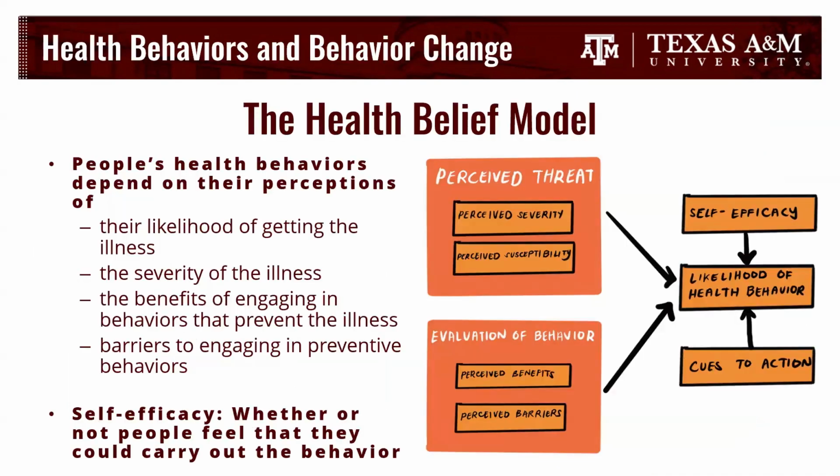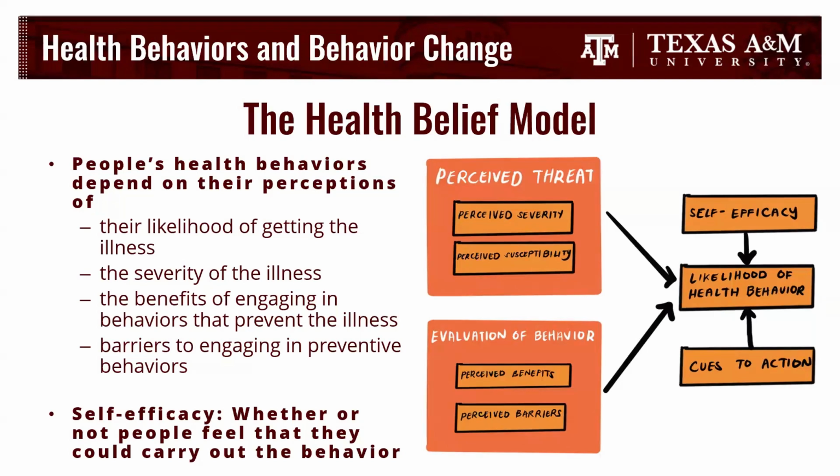The next big one is the health belief model. This is the idea that people's health behavior depends on their perception of the likelihood of getting the illness, the severity of the illness, the benefits of engaging in behaviors that prevent the illness, and the barriers to engaging in preventative behaviors. Basically, perceived threat and your evaluation of the behavior affect your likelihood of doing the health behavior. And it's those things as well as self-efficacy. This is an important term to remember. Self-efficacy is basically your level of confidence that you can do the health behavior.